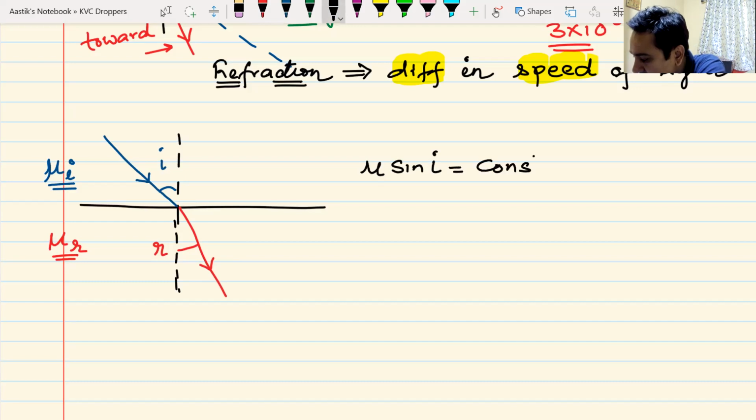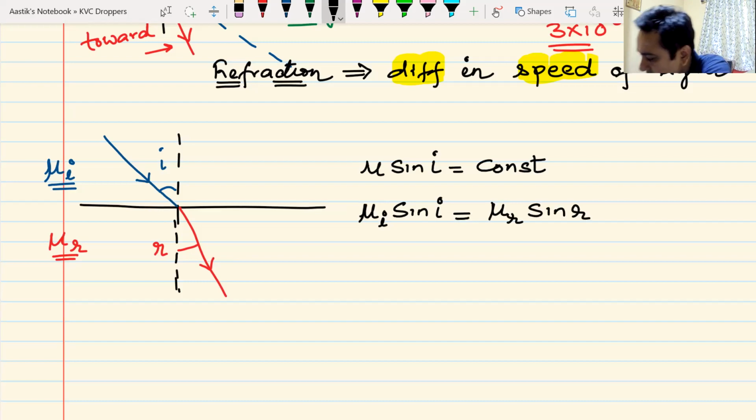Do we understand this? Yes, sir. If I apply this law on medium number one, or incident medium, it will be equal to mu I into sine of I. Can I have some raised hand that we understand this? Yes, sir. That will be equal to, if I write it as mu R into sine of R. Do we understand this? Mu R is the refractive index in the second medium or the refracted medium, and R is the angle of refraction. Do we understand this?